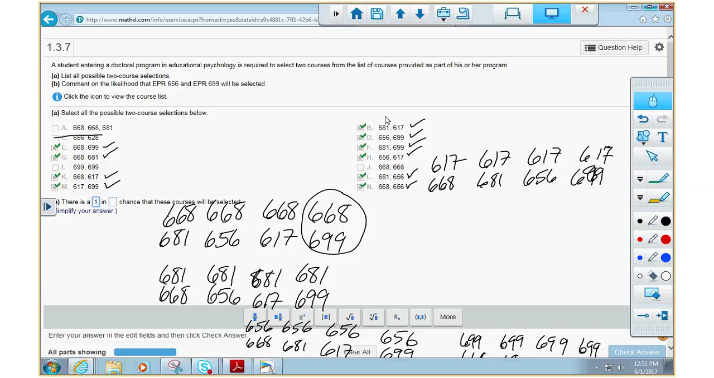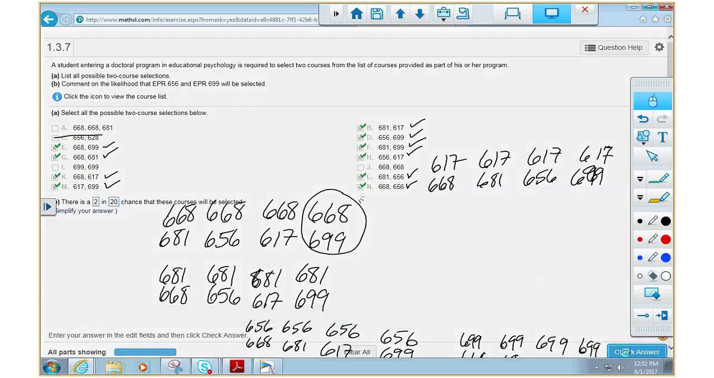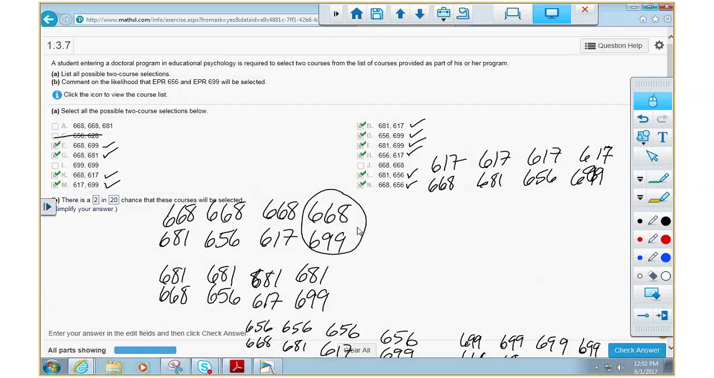Now again, it's vague. It doesn't say order. It doesn't say that the order matters. So it could possibly be 2 out of 20, which is 0.2. Because there's another one down here. What is it? 656 and 699. Now if you read this question, comment on the likelihood that EPR 656 and EPR 699 will be selected. To me, that says no order. I'll say 2 out of 20. Okay? So that's wrong, so put 1 out of 20.